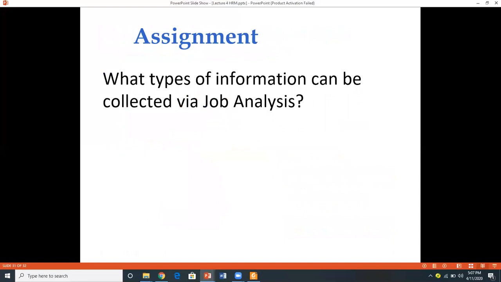And now the assignment is: what types of information can be collected via job analysis? You have to prepare this assignment and send it to me before the next lecture, and your attendance will be marked on this assignment. This assignment also has sectional marks, so please be careful.